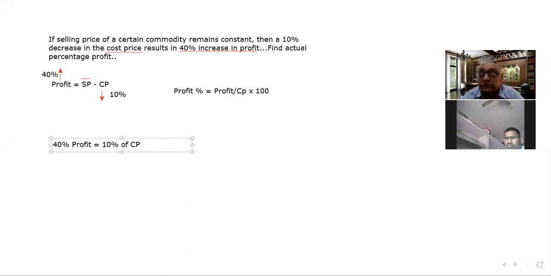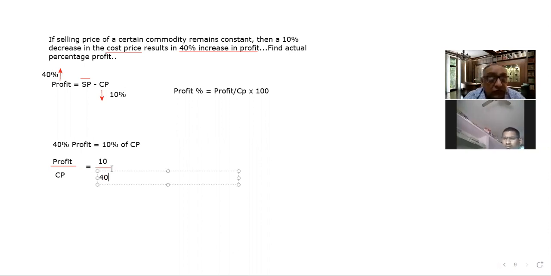So this is clear from this working, right? Now what do we need to find? That is profit over cost price, the ratio of profit to the cost price, which is what we do for percentage. So profit over cost price is equal to 10 upon 40, which means 1 upon 4.